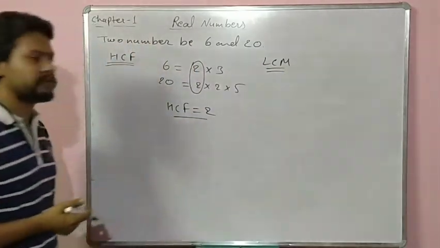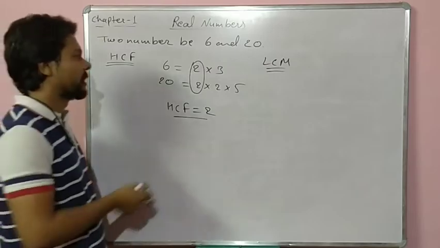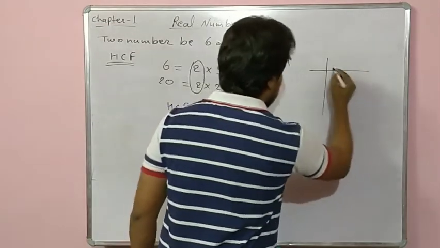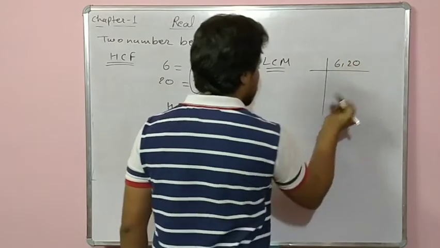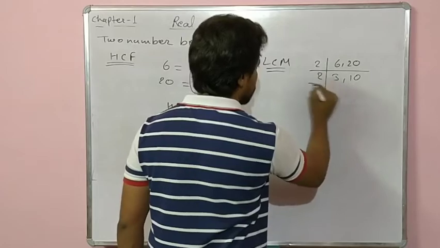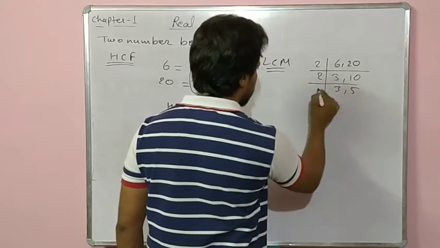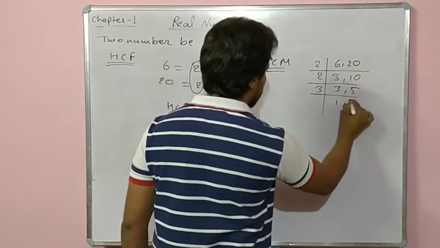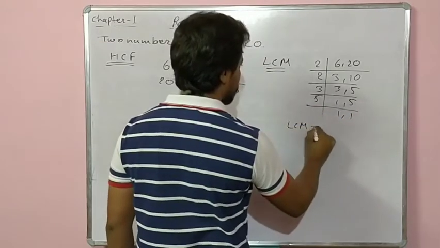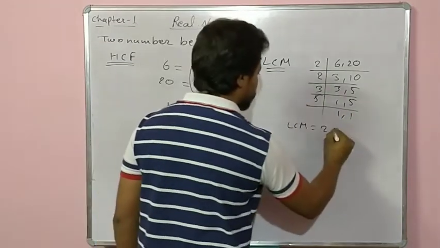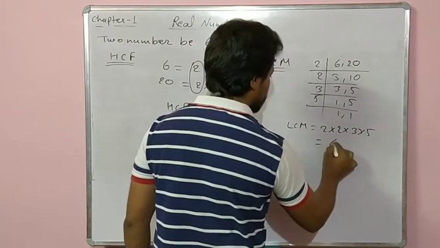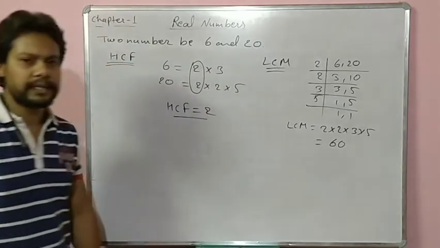What about the LCM? How to find the LCM with this prime factorization itself? You can use your traditional method also, like for 6 and 20: divide by 2, get 3 and 10; divide by 2, get 3 and 5; divide by 3, get 1 and 5; divide by 5, get 1 and 1. So LCM equals 2 into 2 into 3 into 5, that is 60. That's how you can find it.